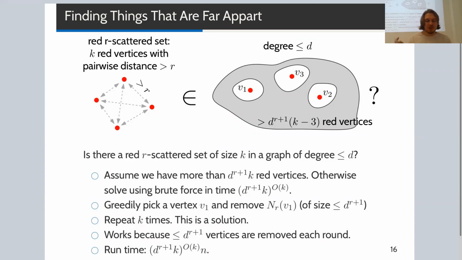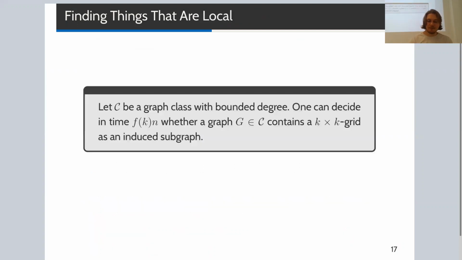So this is a very nice duality argument, I think. And it shows us how to find things that are relatively far apart, like r-scattered sets. And the other ingredient that I want to mention is things that are close to each other. So now I want to show that you can decide in time f of k times n whether a graph from a bounded degree graph class contains a k by k grid as an induced subgraph. And the k by k grid is local because it is contained in only small neighborhoods of the graph.